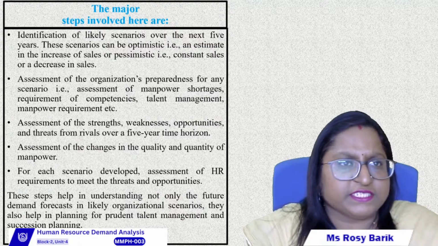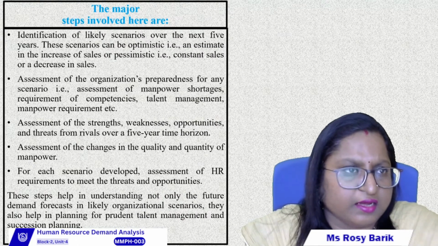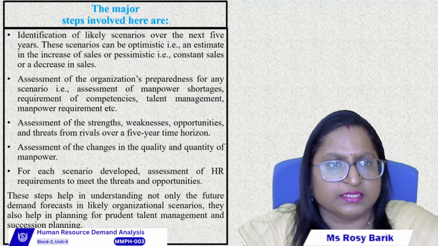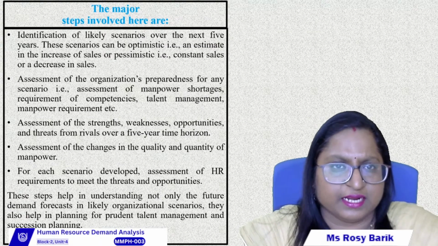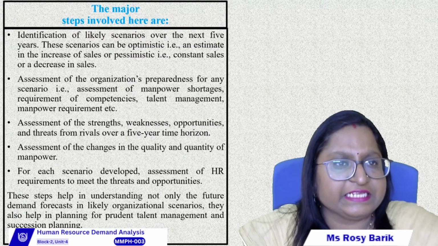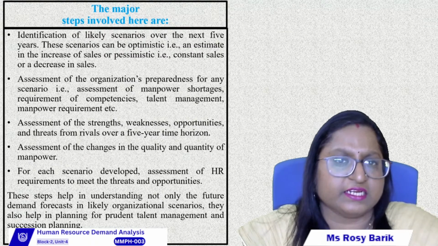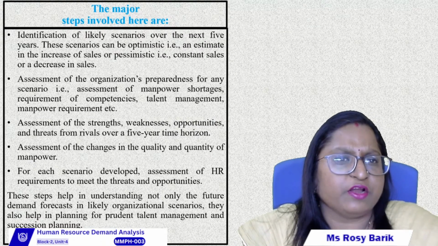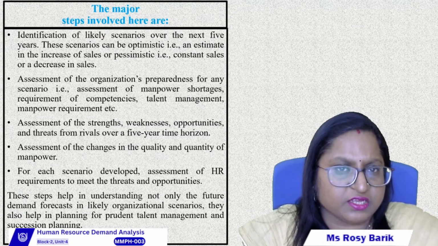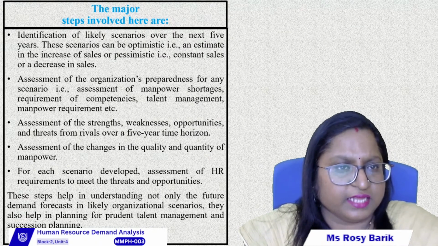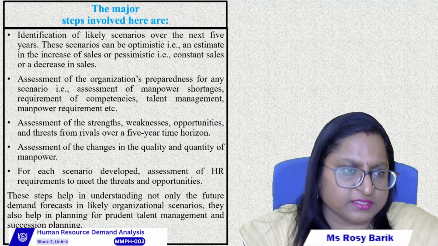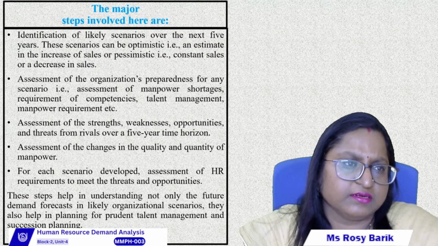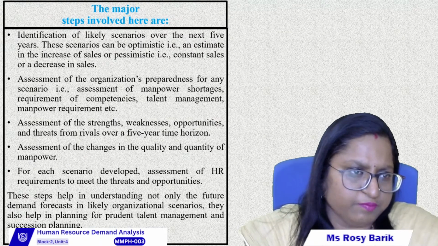The major steps involved in this technique are, first, identification of likely scenarios over the next 5 years. These scenarios can be optimistic, that is an estimated increase in sales, or pessimistic, that is constant sales or a decrease in sales. Then, assessment of the organization's preparedness for any scenario, that is assessment of manpower shortages, requirement of competencies, talent management, manpower requirement, etc.